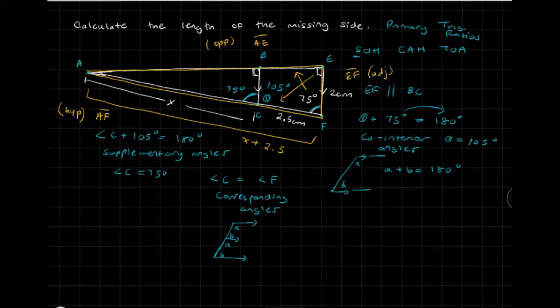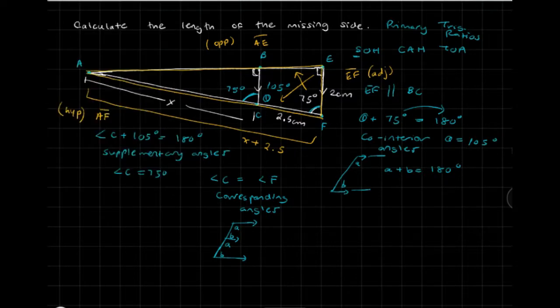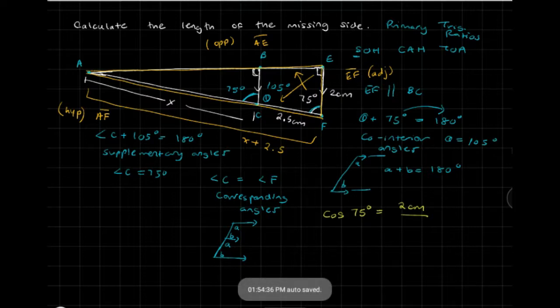The piece of information that you're trying to solve for here is x, right? And we are given our adjacent side, so the best trig ratio that we can actually use here is the cosine ratio. So I'm going to do cosine 75 degrees. Cosine is adjacent over hypotenuse, right? So the adjacent side here is 2 centimeters, and the hypotenuse here is x plus 2.5 centimeters.